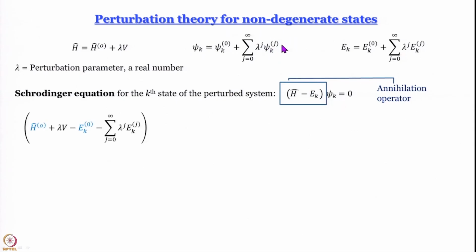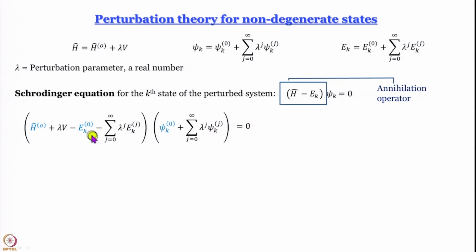When we do that, this is what the Hamiltonian becomes: 0th order Hamiltonian plus lambda V, minus this expression for E k, the 0th order energy for, remember, the kth state, minus the sum of the perturbation terms. So, this is the Hamiltonian minus the energy, that annihilation operator. What is a wave function? Unperturbed wave function plus the sum of the perturbation terms, that of course will be equal to 0.